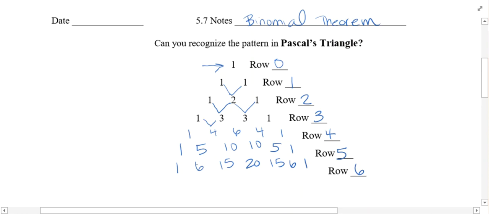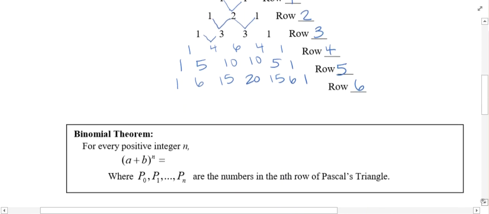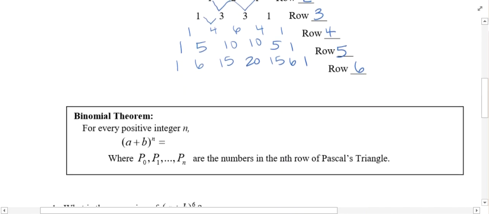Okay, so you're probably like, wow, that's a nice little triangle. Why are we going to use that? Well, I'm going to show you why we find this interesting. We're going to use it for the binomial theorem. This is helpful, and in AP statistics that I teach, we use binomial a lot. So there are different applications for the binomial theorem.